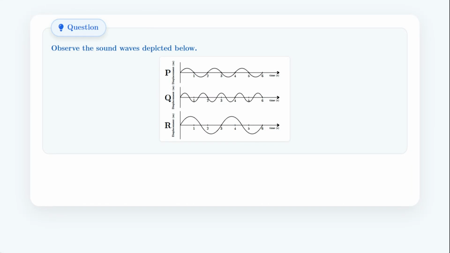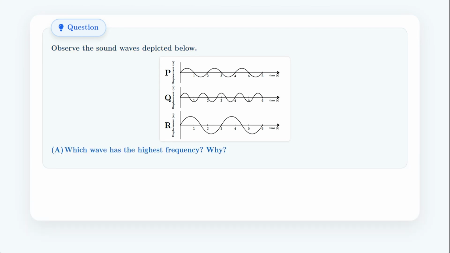Let's read the question first. Observe the sound waves depicted below. We have three graphs here, labeled P, Q, and R. Notice the horizontal axis represents time in seconds, and the vertical axis represents displacement. Take a good look at how closely packed or how tall these waves are.